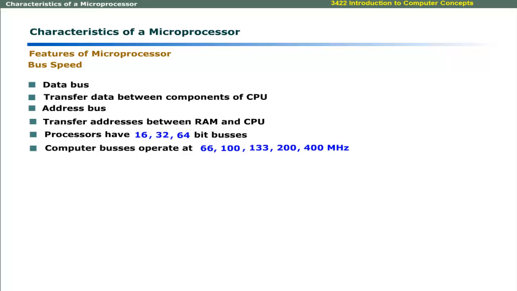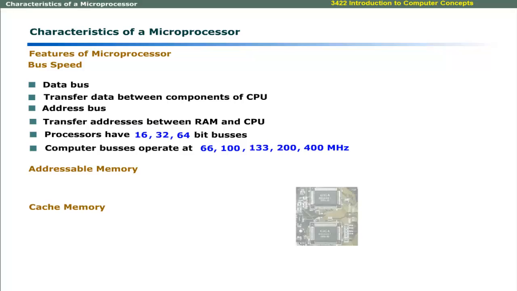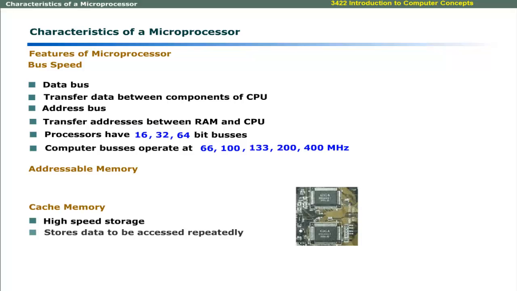The next feature of microprocessor is its addressable memory. The figure shows a comparison between processor addressable memories. Modern microprocessors contain high-speed storage called cache memory. Cache stores the data and instructions that are accessed by the processor repeatedly. Microprocessors have support for level 1, level 2 and now level 3 cache memories.